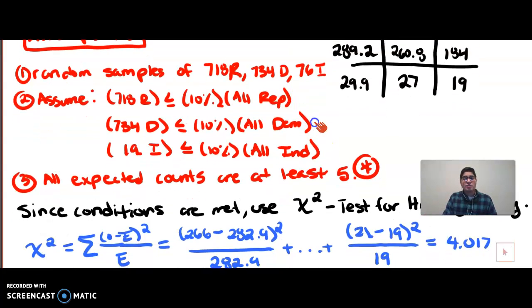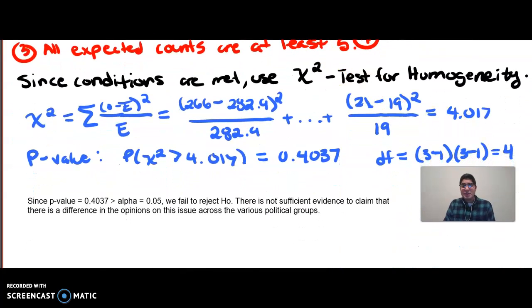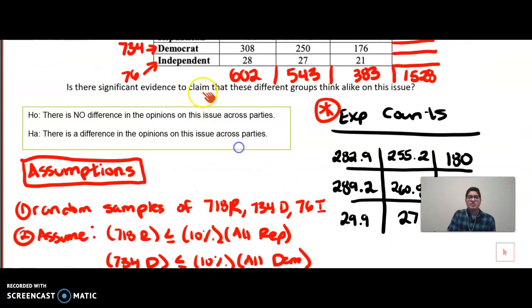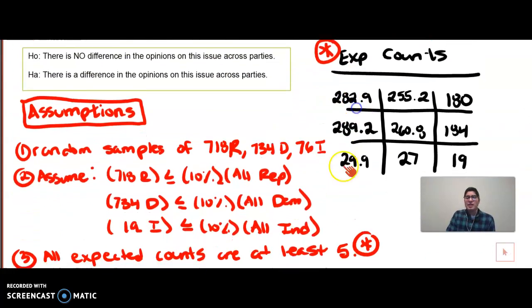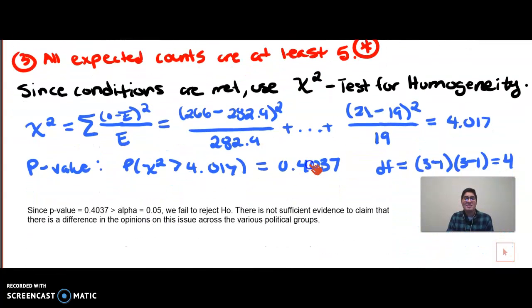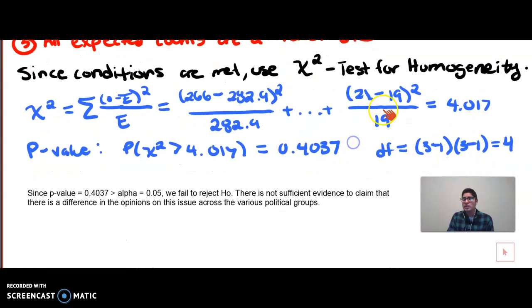So since I'm going to use a chi-square test for homogeneity, I'm just going to repeat my procedures as follows. I'm going to find the chi-square statistic by summing up the differences squared of the observations and the expectations and dividing those by the expectations. So I take my Republicans here of 266, I subtract what I expect, I square that and then divide by the expectation, and I do this until my last category, which was the independents with no opinion. And if I were to sum up these 9 cell counts, I would obtain a test statistic of 4.017.